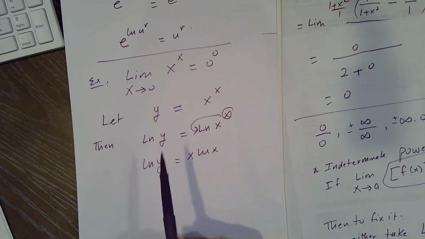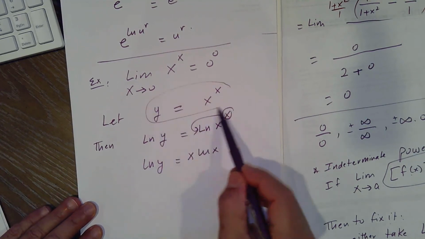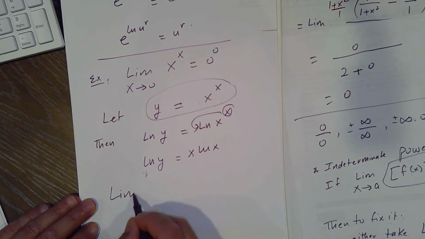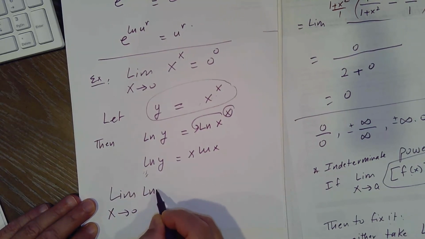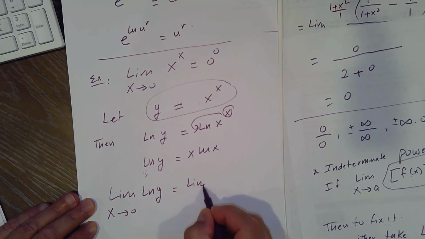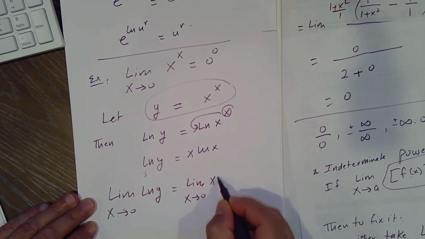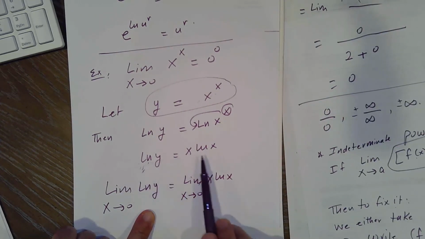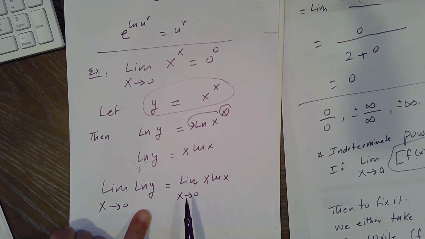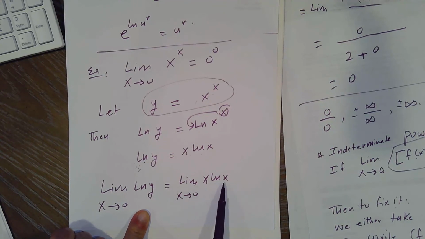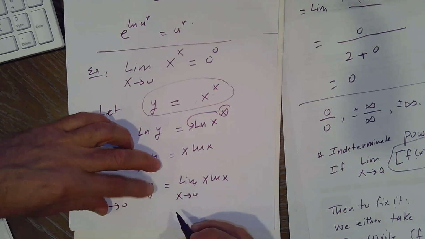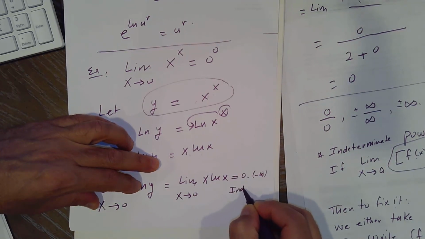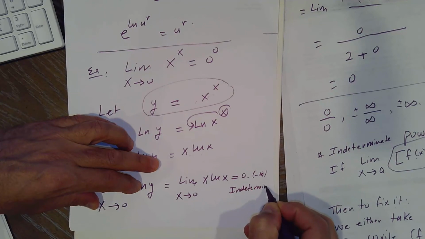So remember, my objective is to find the limit of x to the x, which is the limit of y, but I want to do the limit of ln of y first, then I will get y. So it's the limit as x goes to 0 of x ln of x. If I plug in 0, it will be 0 times negative infinity, which is indeterminate. And remember what we did for that? We wrote it as a fraction.